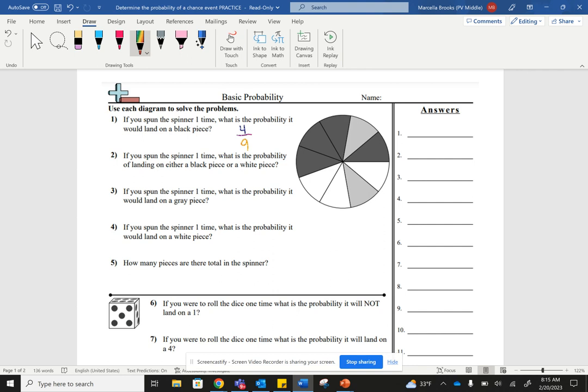So number 2, if you spun the spinner one time, what is the probability of landing on either a black piece or a white piece? So for that one, you need to add together your black pieces and your white pieces and then put it over the total. Number 3, if you spun a spinner one time, what is the probability of landing on a gray piece? Again, count up your grays, put it over a total, and then simplify if you can. Number 4, what is the probability it would land on a white piece? Same thing as number 3. And then number 5, how many pieces are there total in the spinner?